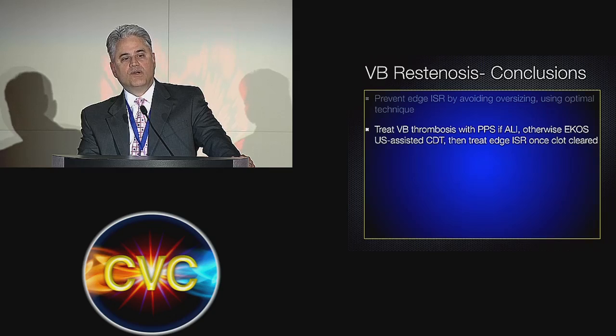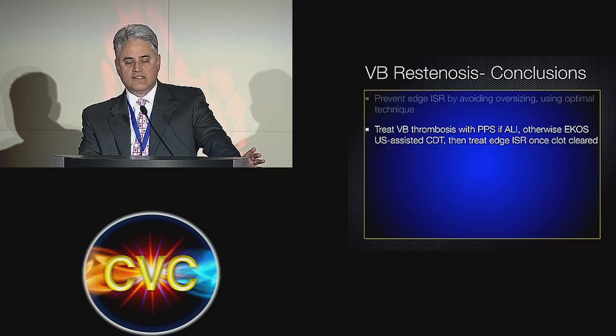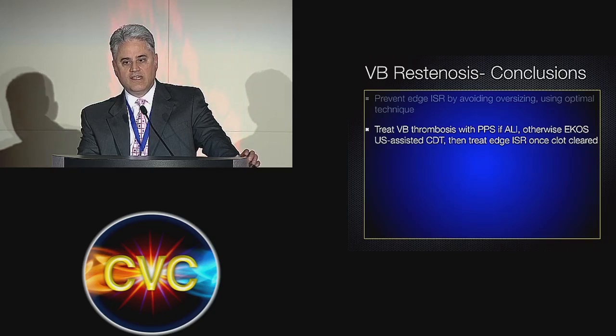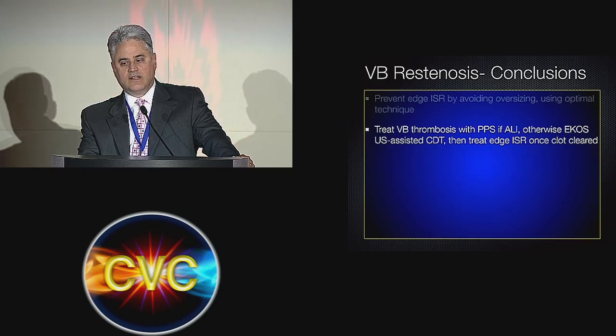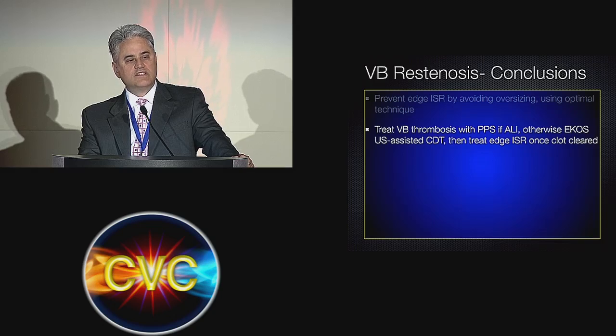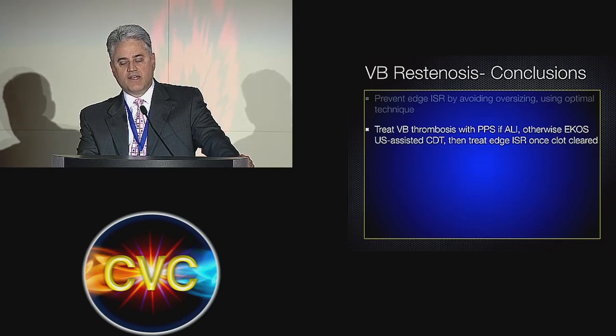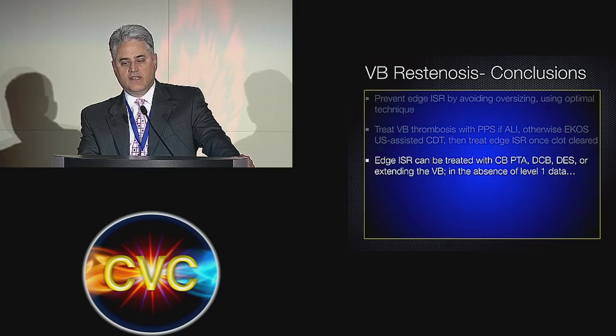When Viabahn thrombosis does occur, no need to panic. It's easily treated with power pulse spray if they present with acute limb ischemia. Otherwise, ultrasound thrombolysis works very well. Once the clot is cleared, it's a simple matter of just treating the edge disease. It can be treated in a number of different ways.